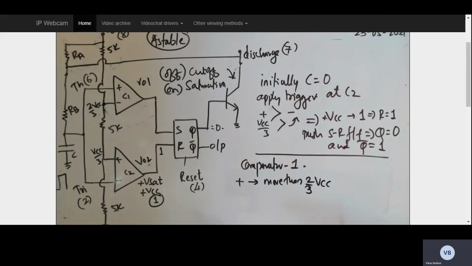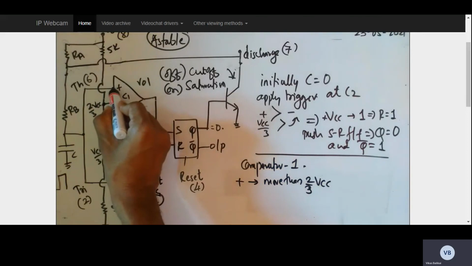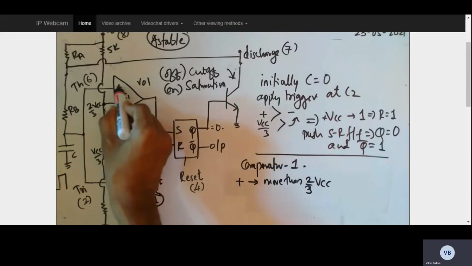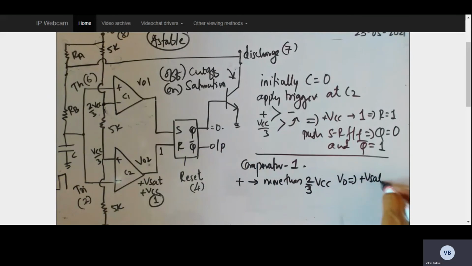Now let's try to check it. What is going to happen? Now the non-inverting terminal is at the highest potential. It is more than 2 by 3 VCC, and the inverting terminal is at 2 by 3 VCC, because of which the positive terminal is at the highest potential. Hence, the output will be pushed towards positive saturation voltage, that is again plus VCC, which also means a logic 1.